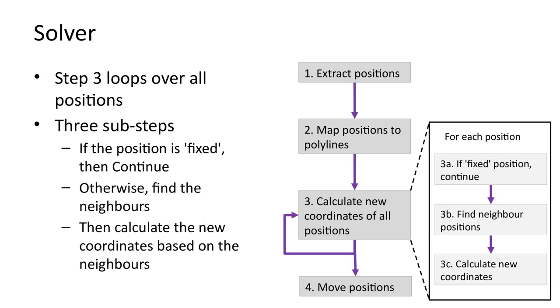Step 3 loops over all the positions, and applies 3 sub-steps. First, if the position is in the list of fixed positions, then the new coordinate is set to be the same as the old coordinate. Second, if it is not fixed, then a set of neighbors are found based on a threshold distance. Third, based on the coordinates of the neighbors, a new coordinate is calculated for the position. Let's look at the code for these steps.